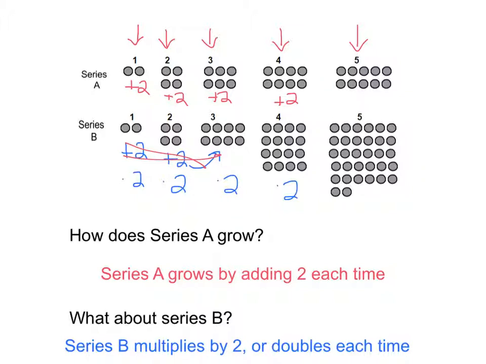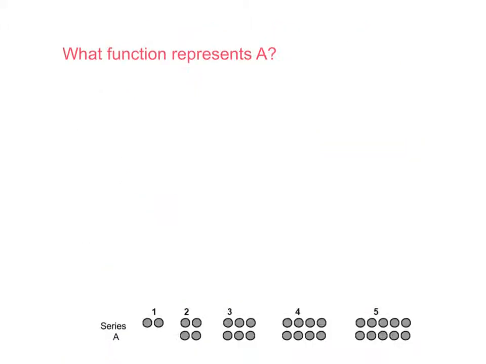But there's another question that we really want to ask about these. Not simply how do they grow, but we want to know this. So the big question is, what function represents A? In this case, we're really looking at Series A as the problem. We want to know what mathematical expression will actually represent Series A. To do that, we need to figure out a couple of things first.